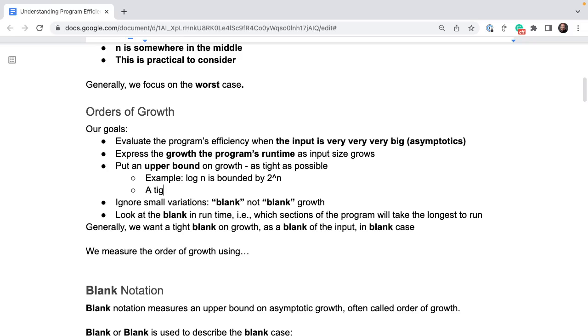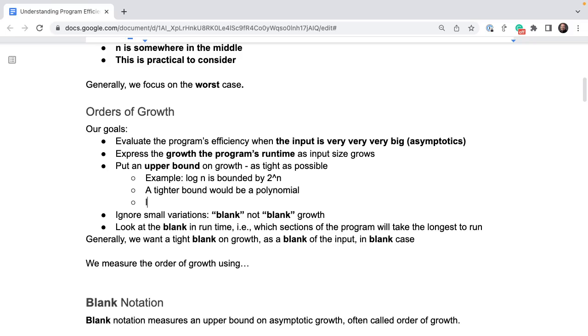So a tighter bound would be a polynomial. So let's just say it could be x squared. You can even look at square root of x. You can think of some sort of power function as well. And by the way, one thing to note, when I write log, I'll say it like this: the common log in computer science is base 2. So if I omit the base in this course, it's not base 10, it's base 2. It's a funny little thing, but they're still relatively close. It's just a different base.